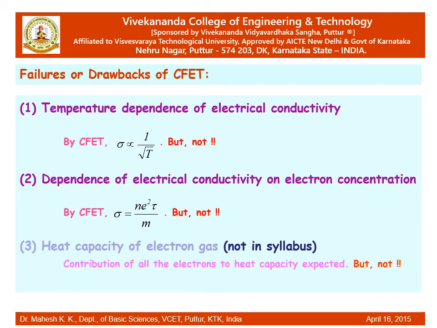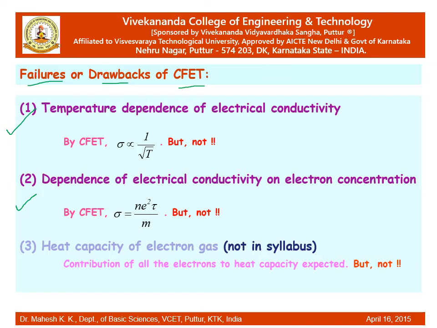By looking into the advantages and definitions, which could be satisfactorily explained on the basis of classical free electron theory, like all theories which have both merits and demerits, here also we have the demerits, failures or drawbacks. There are many, and in your syllabus two drawbacks have been mentioned, which I will be highlighting here.